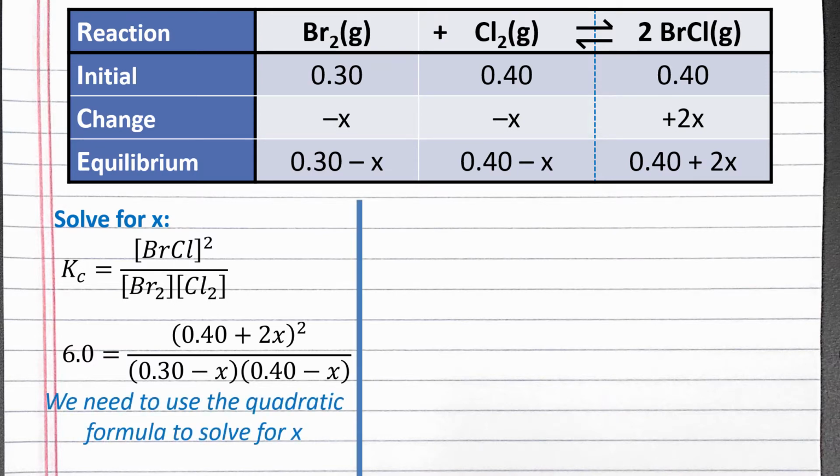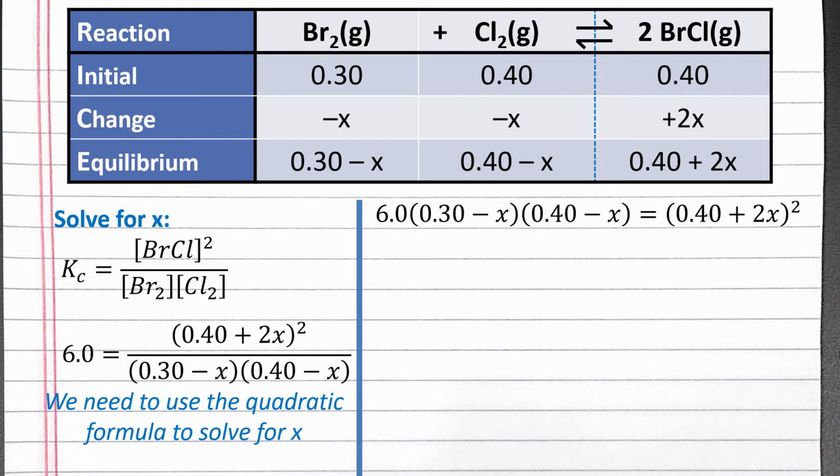To use the quadratic formula, we need to get our equation in the form 0 equals ax squared plus bx plus c. We can first multiply both sides of the equation by the denominator, 0.30 minus x times 0.40 minus x. We will need to use the FOIL method, which stands for first, outer, inner, last on each side.